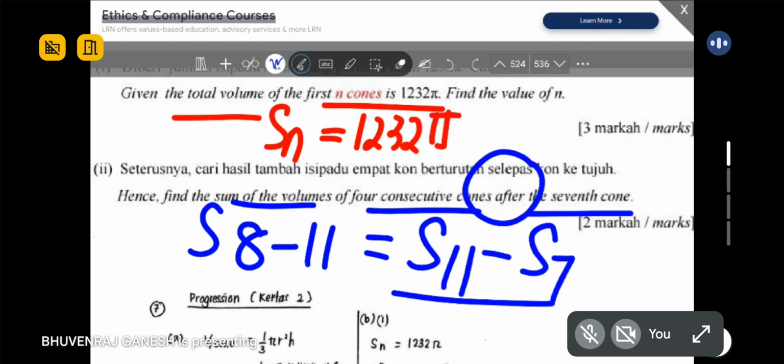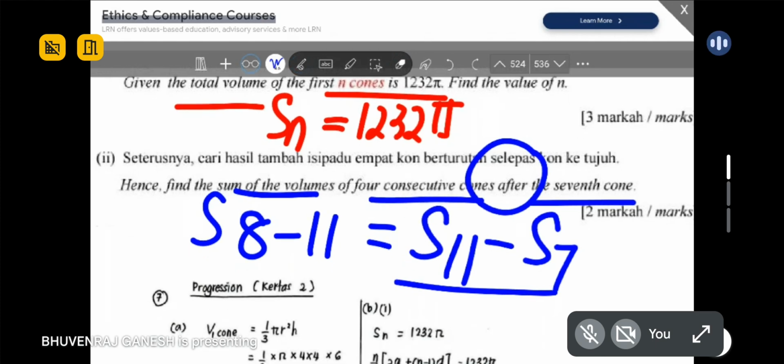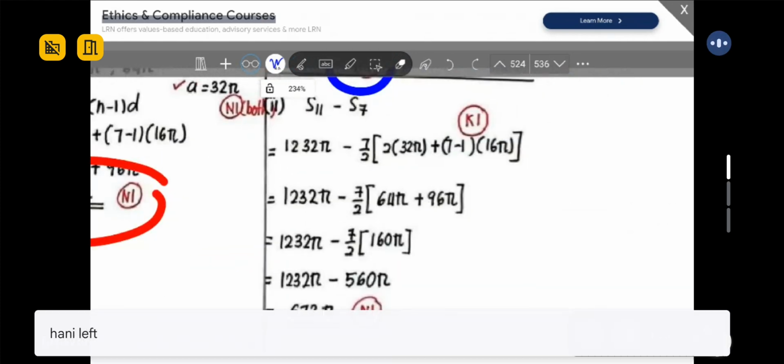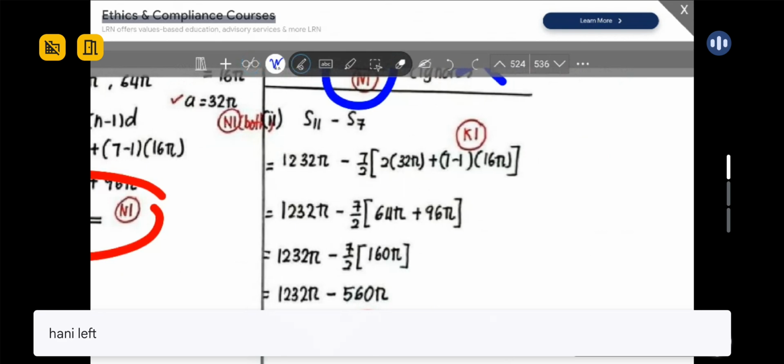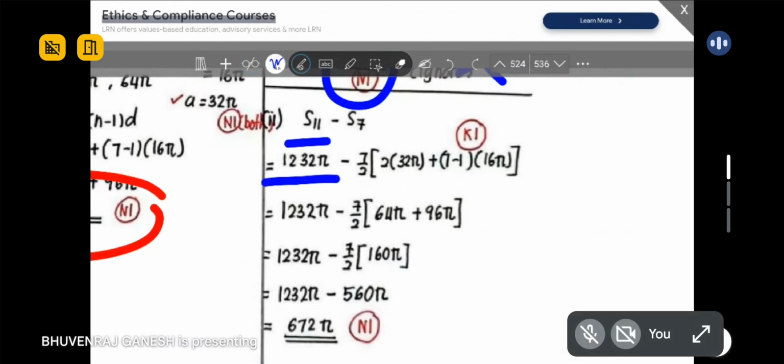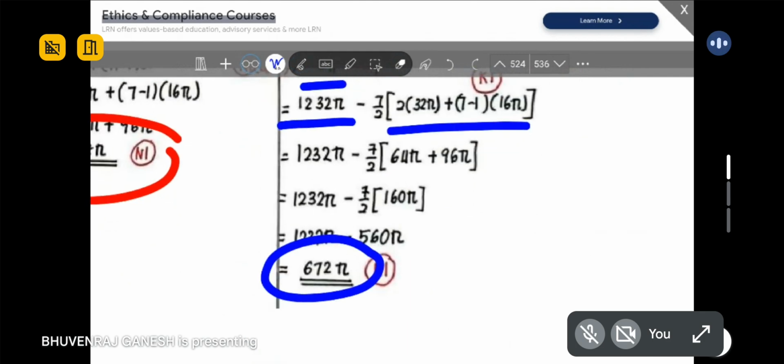Because you take the total, jumlah, minus the first 7, you will remain with the 8th until number 11. This is the simple concept to get the answer. Okay, so you can see over here how to solve. So S11, just now we already got the answer. Sudah dapat. And then you substitute all the information again, your a, d, and n. So your final answer is 672 pi.